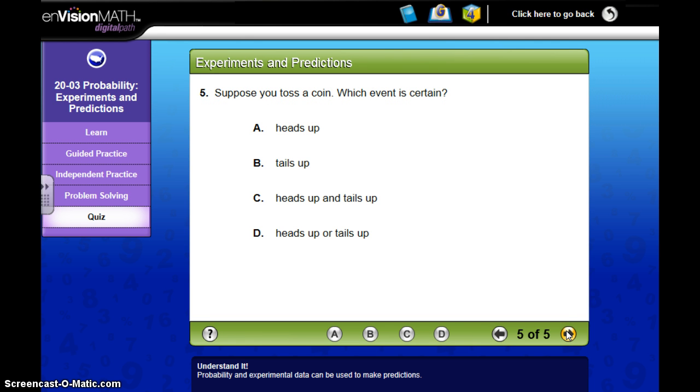Let's suppose, here's a tricky one. Listen carefully. Suppose you toss a coin. Which event is certain? Heads up, tails up, heads up and tails up, heads up or tails up? Caden? Yes. You can't get both when you toss a coin. You won't always get this. Certain means it will for sure happen. It's going to be one or the other. It's not going to land halfway, right?